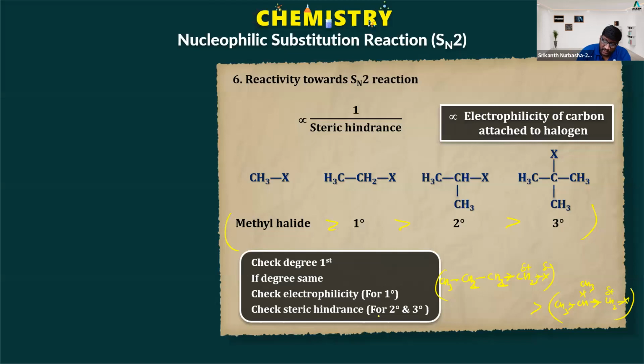For steric hindrance, you have to check it for secondary and tertiary. If secondary and tertiary are given, you have to check the steric hindrance. Right?